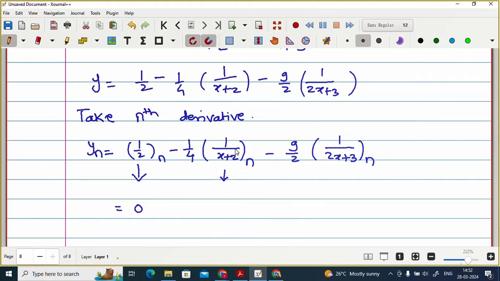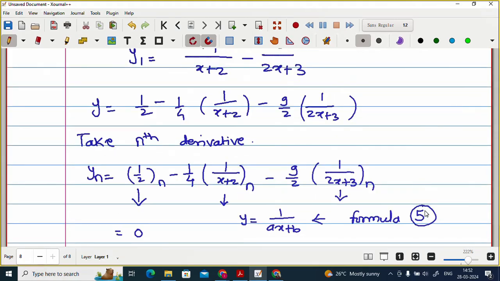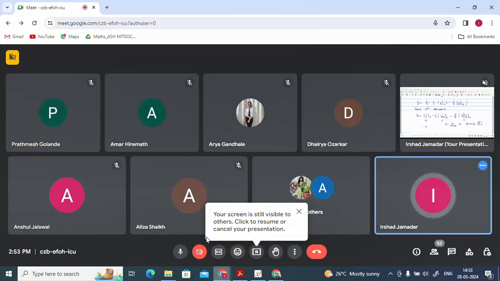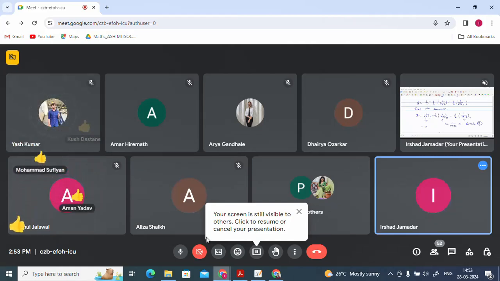For these two, 1 by x plus 2 and 1 upon 2x plus 3, you use the formula of y equal to 1 upon ax plus b, formula number 5. Okay. You just use it and complete this. Will you complete this? Just one step, one line you have to write by using the formula. करेंगे क्या आप लोग? Do reply. Yes, sir. Okay.